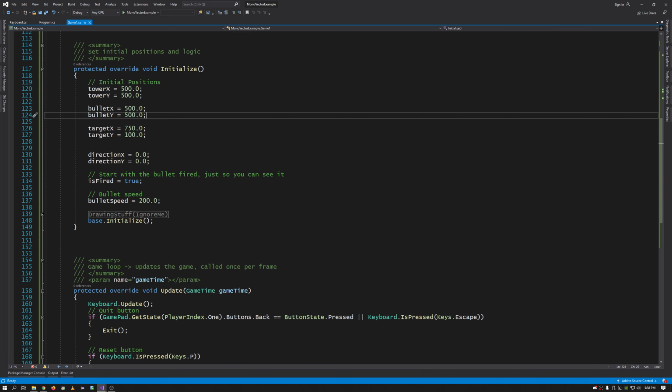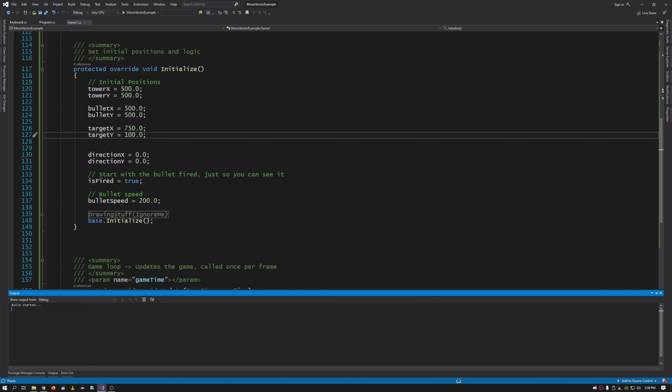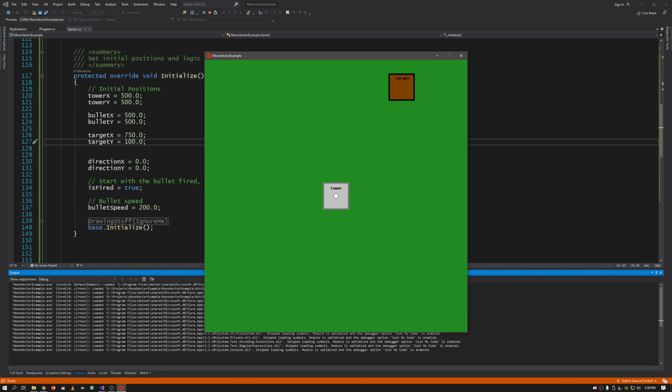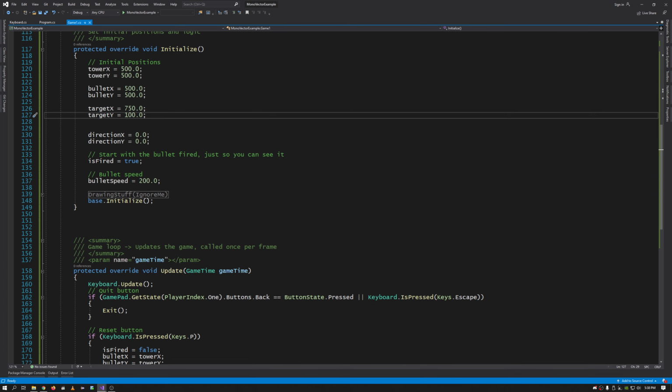My target, I put in a different spot. I put him somewhat to the right of the tower. So that's 750, that's 250 more than 500. And his Y is above the tower at 100. And I know that's a little weird that 100 is considered above 500, but you have to remember generally with video games, the top left corner is 0, 0. So if this is 500 down here, then 100 would be above that. Anyway, right now direction, I haven't set it yet, not really. I'm just setting it to zero because when we fire the bullet, we're going to calculate what the correct direction is. So right now that's nothing.